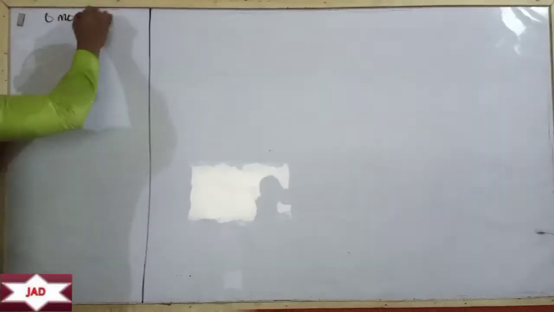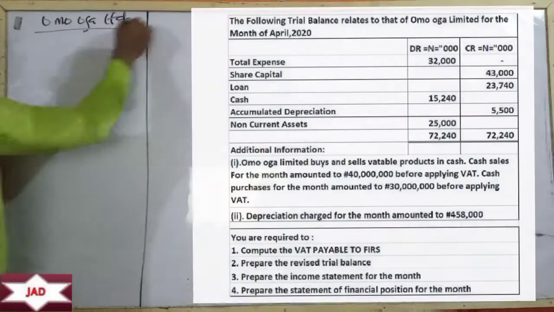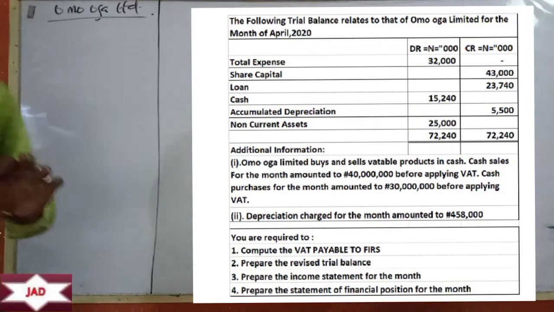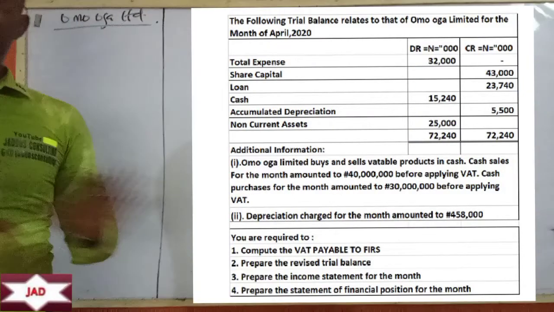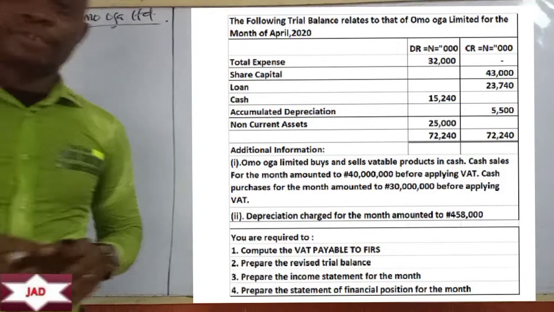So we're taking the question. So we have Omo Oga Limited. Let's compute the tax payable, that's VAT payable to the Federal Revenue Service now.